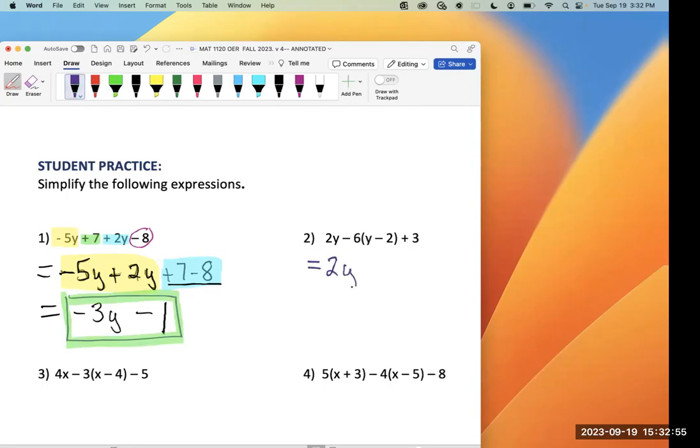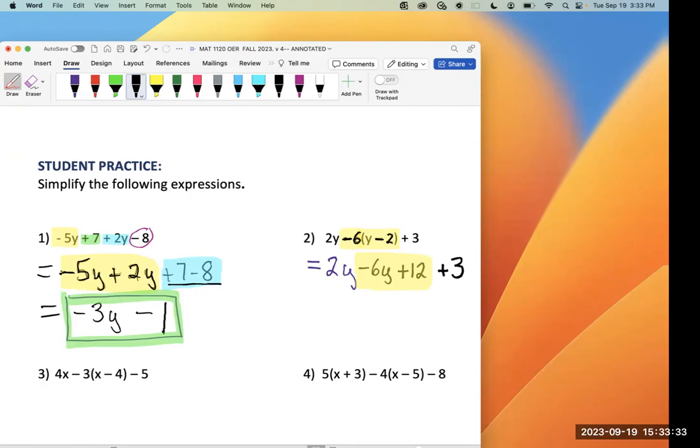Number 2. This would be 2y, and I'm going to focus on this negative 6. This negative sign goes with the 6 behind it. So think of it as negative 6 times a quantity, y minus 2. Negative 6 times y. Negative times positive is negative. 6 times y is just 6y. Negative 6 times a negative 2. Negative times negative is positive. 6 times 2 is 12. So that part in yellow is the same thing as this part in yellow, and then add the plus 3.